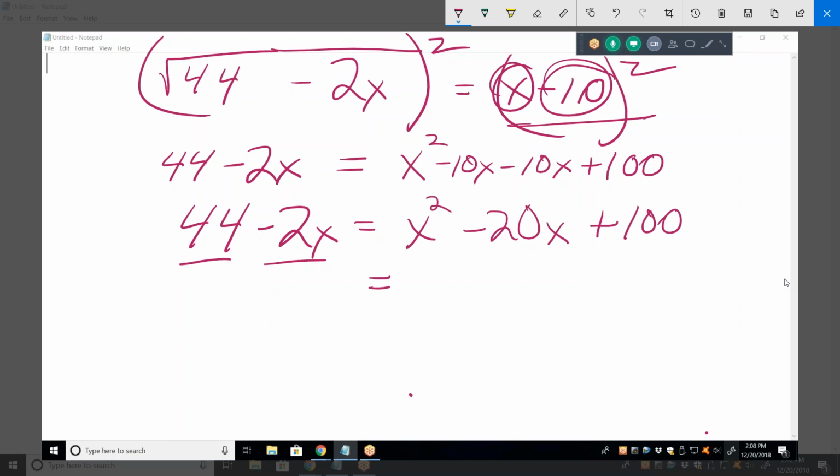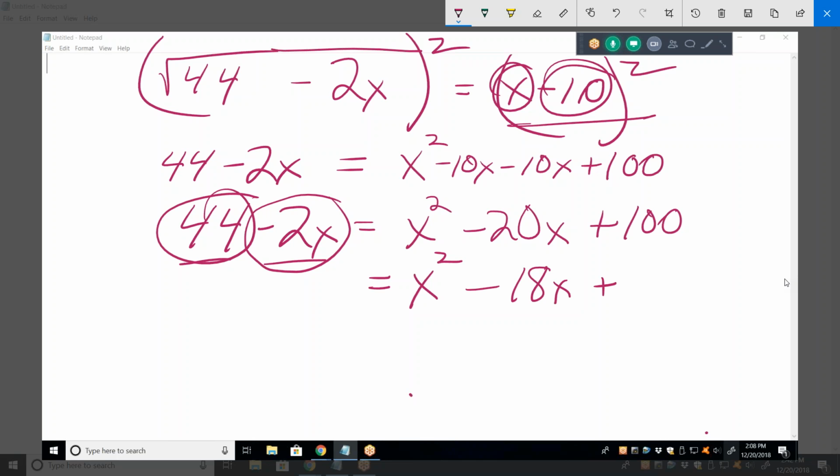Let's go term by term. We're still going to have an x squared. How many x's are we going to have when I move this over to the right side? Okay. Now I got to move this 44 over to the right side. 56. Okay. Now that's equal to 0.